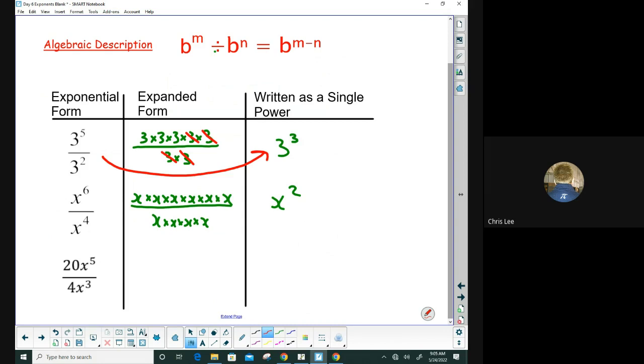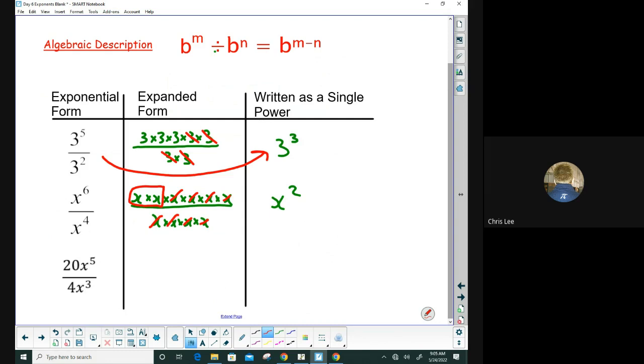Let's cancel. 1 will cancel with 1. Another one will cancel with another one. Another one will cancel with this one. This one will cancel with this one. Do I have any more to cancel out? What am I left with? X times x, which is x squared.